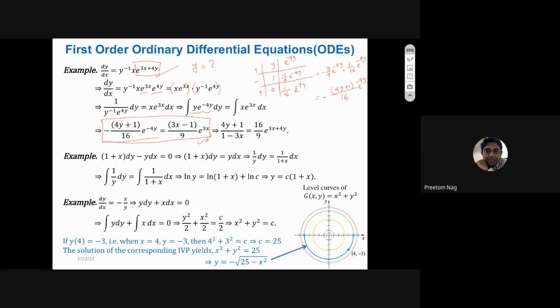I forgot to write down the integral constant here, so we should add a constant c. I forgot to add plus c here. There should be a constant c. Have you got the same result? On the right hand side, you got 3x minus 1 by 9 into e to the power 3x.